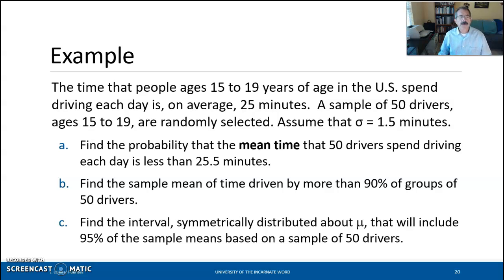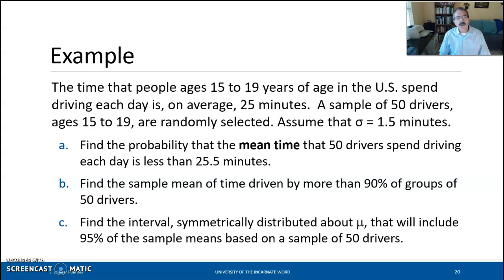In this segment of the Module 7 lecture, we're going to look at an example where the sampling distribution of the mean is used. In this example, we're told that the time that people ages 15 to 19 years of age in the US spend driving each day is on average 25 minutes. A sample of 50 drivers ages 15 to 19 are randomly selected. We're told to assume that the population standard deviation is 1.5 minutes.